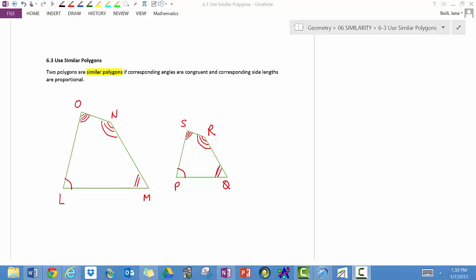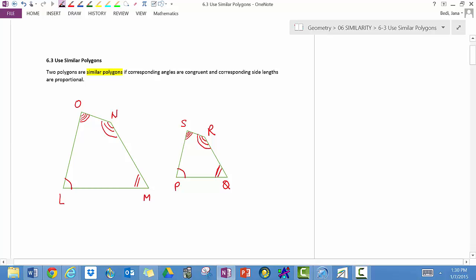In this section, we will talk about how to use similar polygons. What does it mean if we say two polygons are similar? How is that information important to us? So first of all, we call two polygons similar if their corresponding angles are congruent.